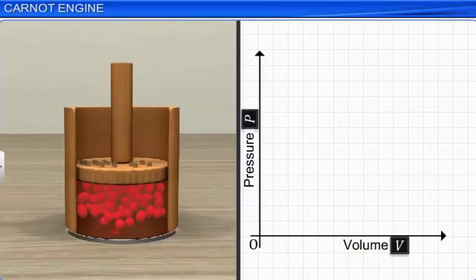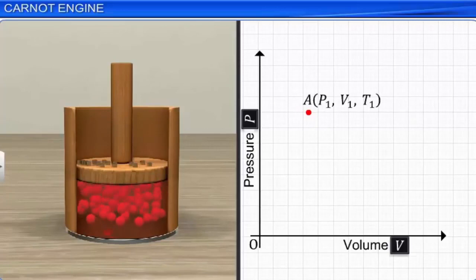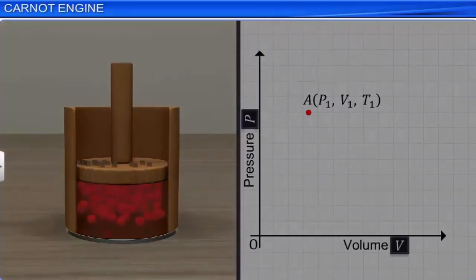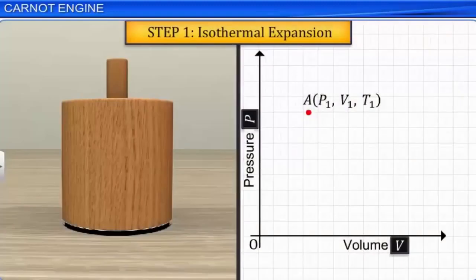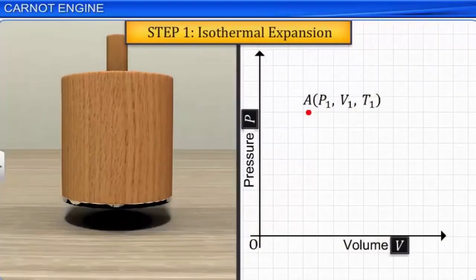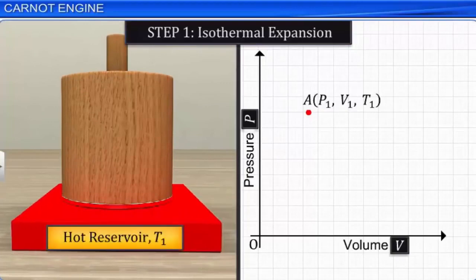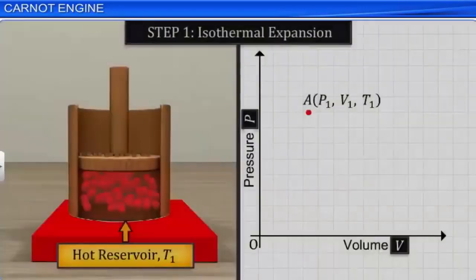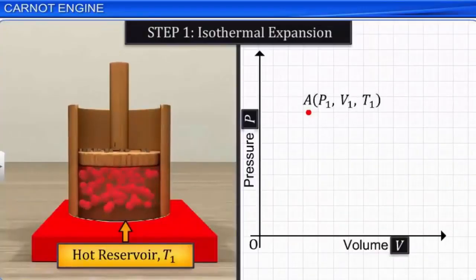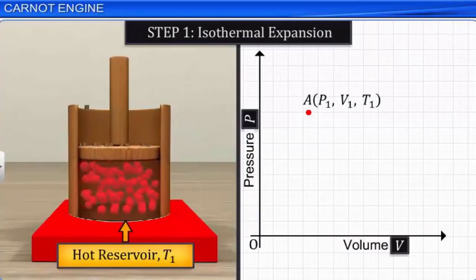Note that the gas is in a compressed state because of some tiny weights on the piston. In the first step, place the container on a hot reservoir, which is at a constant temperature T1, and slowly remove some of the tiny weights one after the other, and allow the gas to expand isothermally. During this expansion, let the state of the gas change to P2, V2, T1, which is identified by point B in the PV diagram.